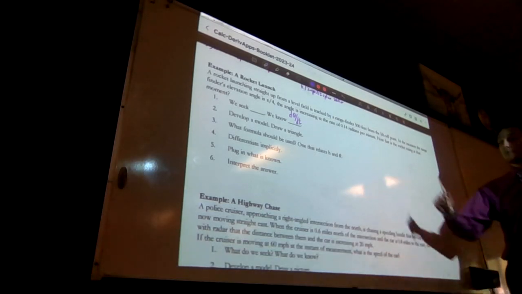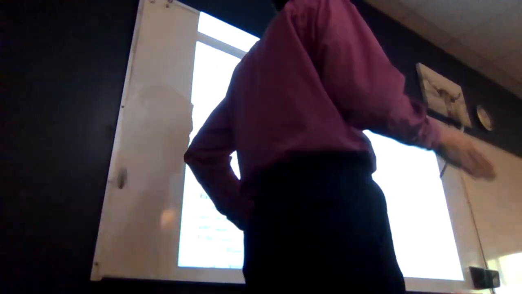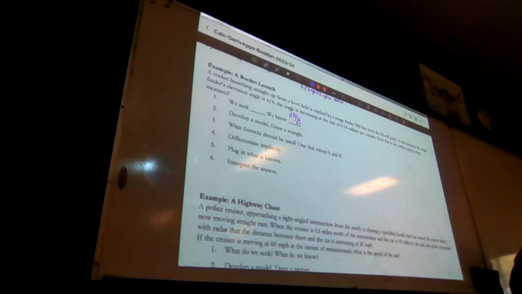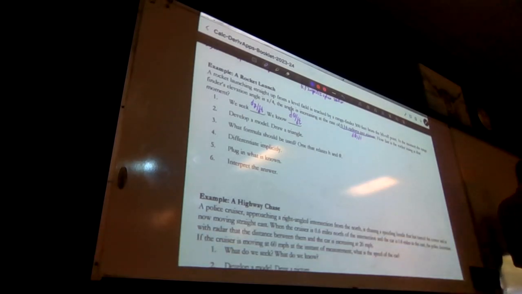Then what are we looking for? Well, we're looking for how fast the rocket is rising. So are we looking for y or x? We're looking for dy over dt. Very good. So therefore, we know that this right here is going to be our d theta over dt. Very nice. Now we need to develop a model and draw a triangle.